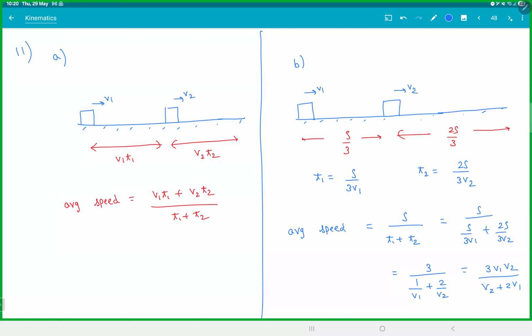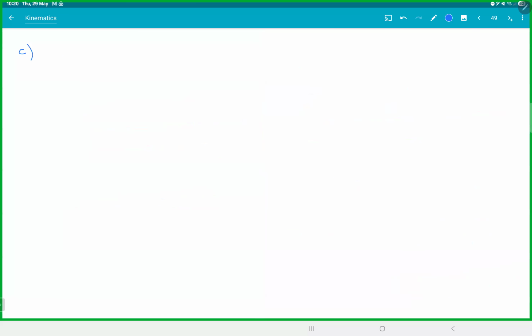Let's make something more deadly. Not little more deadly, not very deadly. So see, same question. We have a vehicle is going with V1, then it goes V2, then it goes V3. And how does it go?